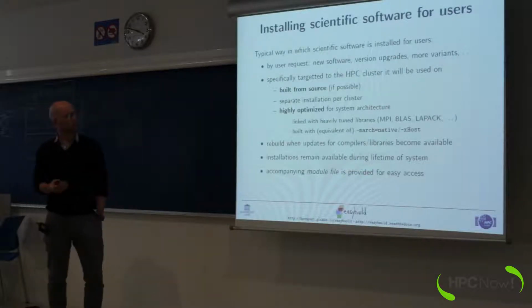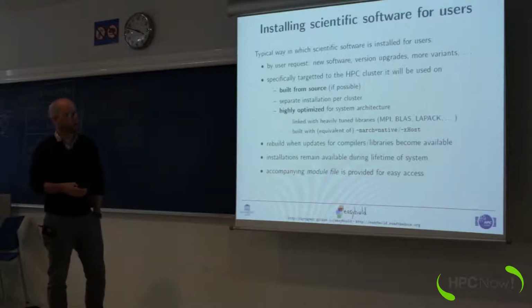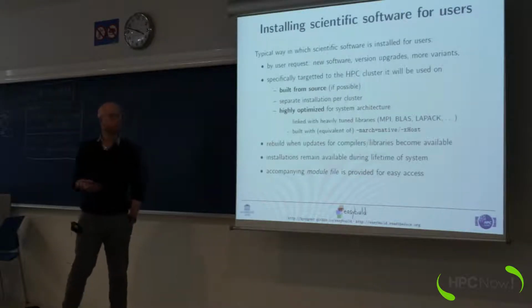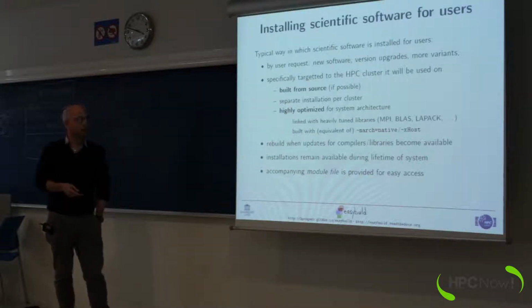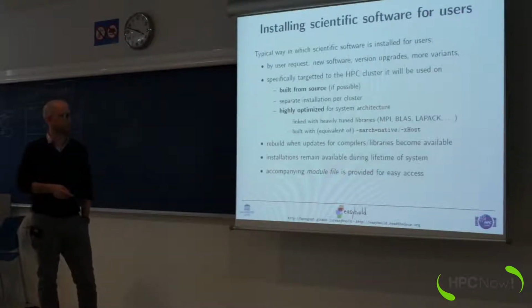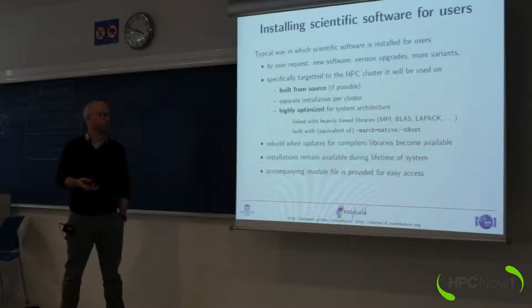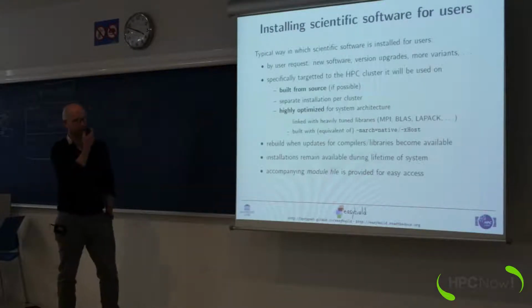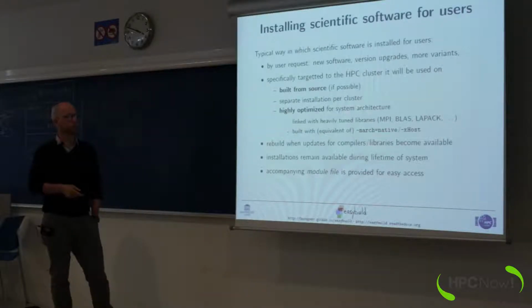When we build this kind of software, we want to target it for the hardware that we actually have. So we would always typically want to build it from source, if we have the sources available to us. And then we would have a separate installation per cluster, usually tied to the particular hardware in that cluster, and it would be highly optimized for the actual hardware that it sits on. So for the system architecture, we would have heavily tuned libraries like the MKL, for example, for math libraries, or you might have your particular MPI implementation that is preferred in that system.